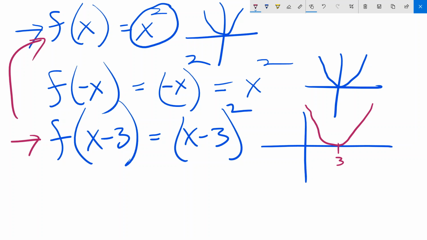With me? Okay. Notice that that is a horizontal shift. Not up or down, it's left or right. There's only one other translation that we have not covered, and that is a horizontal squeeze.